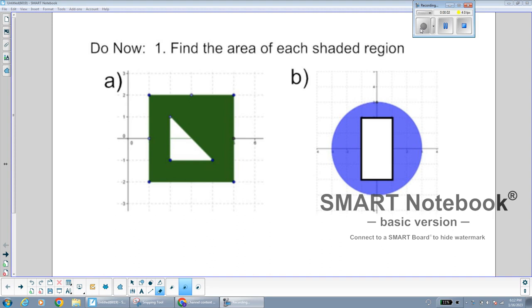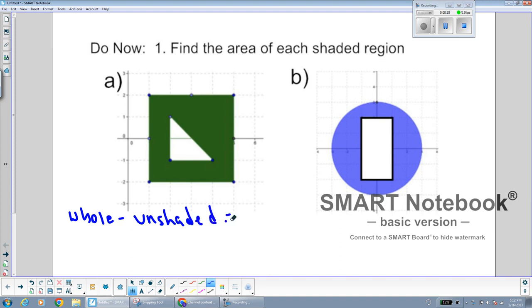Everybody. Before we start talking about how to find area and perimeter on the coordinate grid, just a couple of reminders. Number one, if I want to find the area of the shaded region, one thing I can do is find the area of the whole and subtract away the area of the unshaded to be left over with the area of the shaded. So I'm going to write that down: whole minus unshaded equals area of the shaded region.